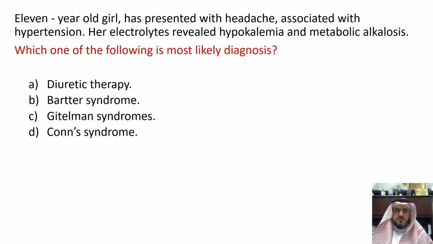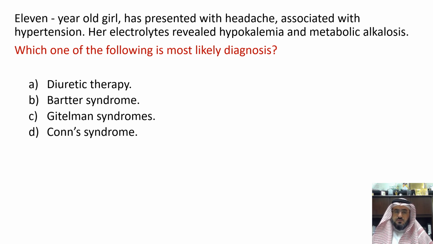An 11-year-old girl has presented with headache associated with hypertension. So here we have a girl with headache and hypertension, in addition to hypokalemia and metabolic alkalosis. All these combination of what? Is it because of diuretic therapy? Wrong. Diuretic therapy makes blood pressure low. In fact, diuretic therapy is one of the medications to treat hypertension. So this child is having hypertension, so this is wrong.